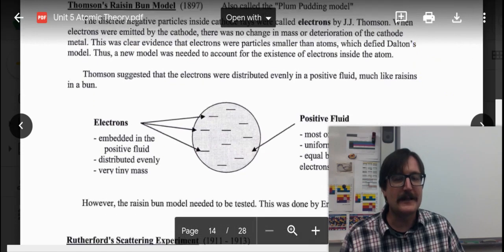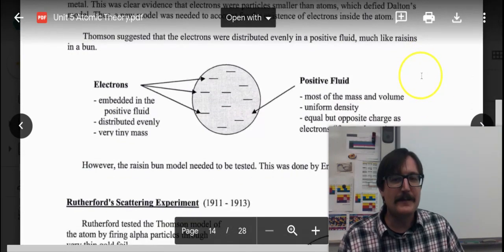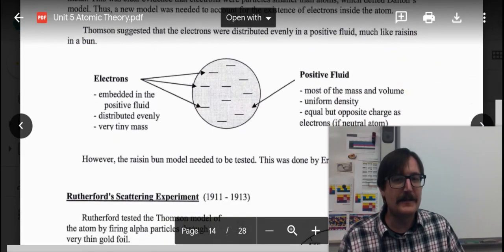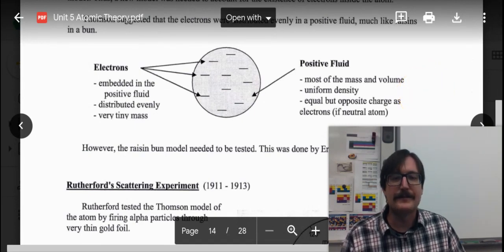Thomson suggested that the electrons were distributed evenly in the positive fluid, much like raisins in a bun. So the electrons were embedded in a positive fluid and distributed evenly. And they had a very small mass. The positive fluid was most of the mass and volume. Uniform density, equal but opposite charge as electrons. Because, of course, the atom is neutral, so same amount of positive charge as negative charge.